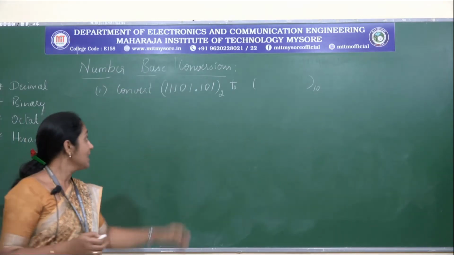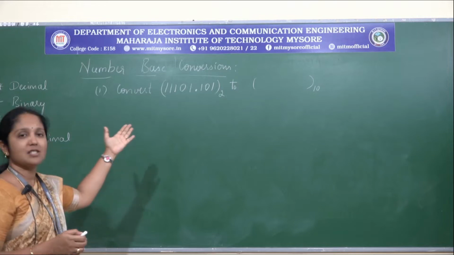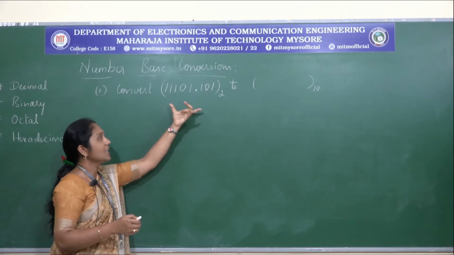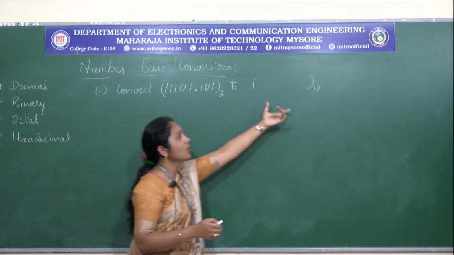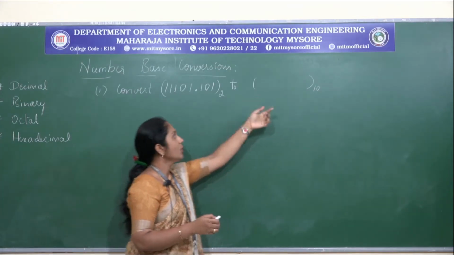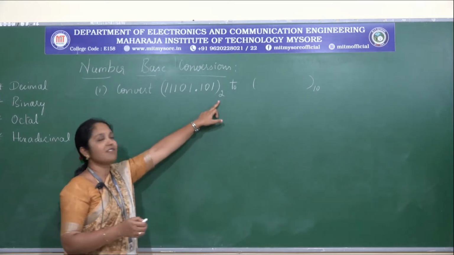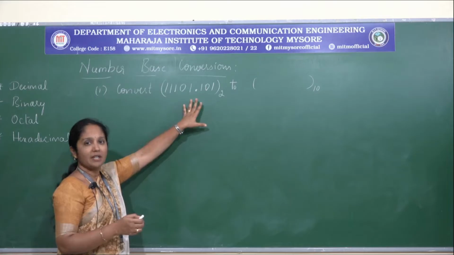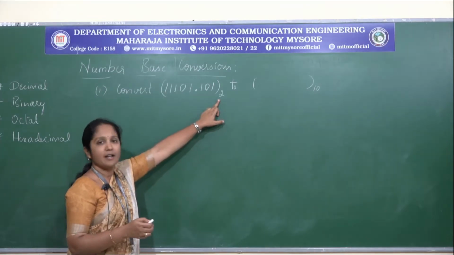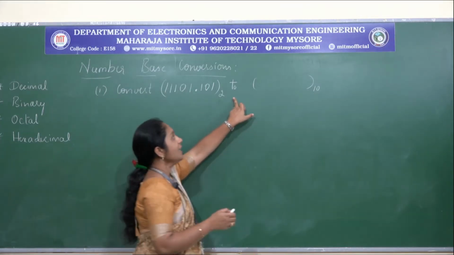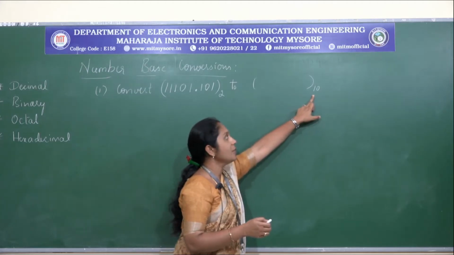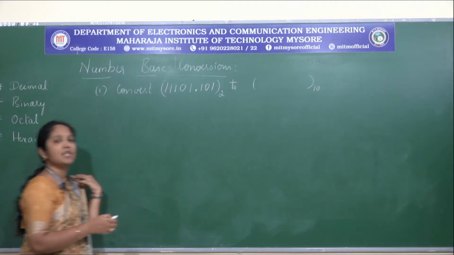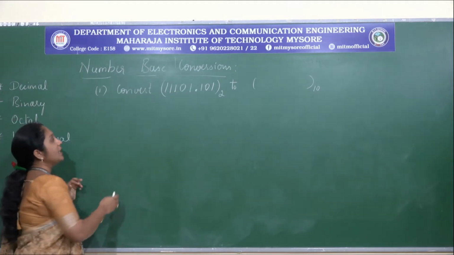Now let me consider an example. The first problem I have considered is to convert the given binary sequence to a decimal number. I have written it here, you can observe. This is the way we represent the binary, the given sequence written like this with the radix. Similarly, to represent any number in decimal, we write 10 as the radix. This is the way we represent. Now let us consider the binary number.